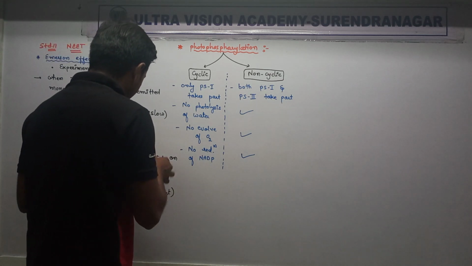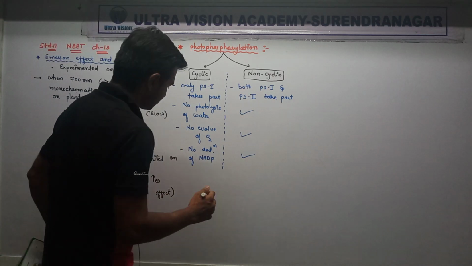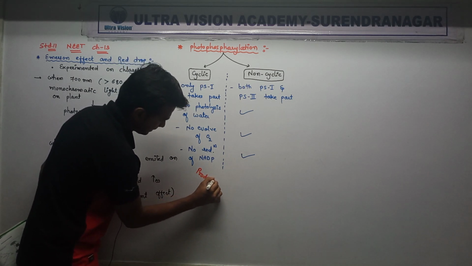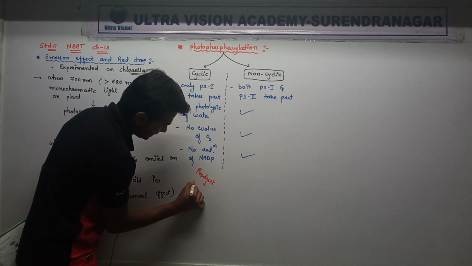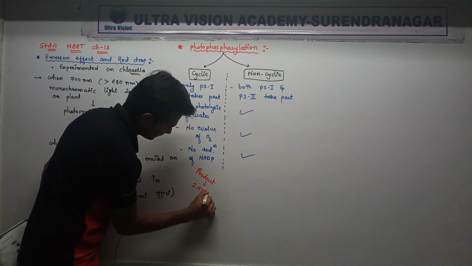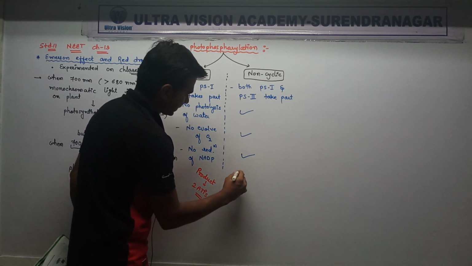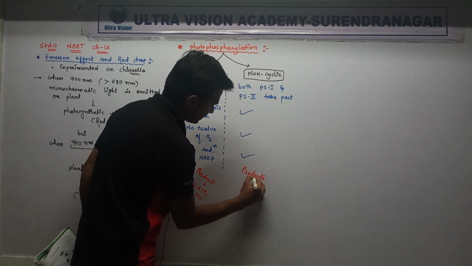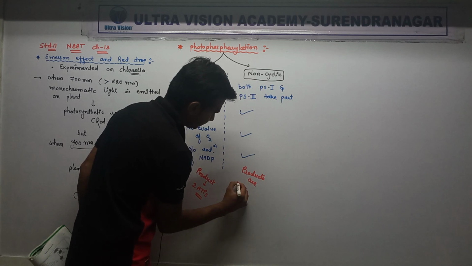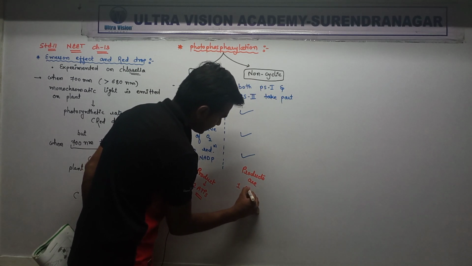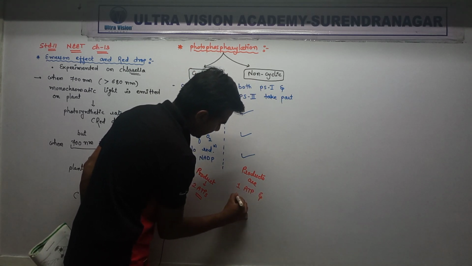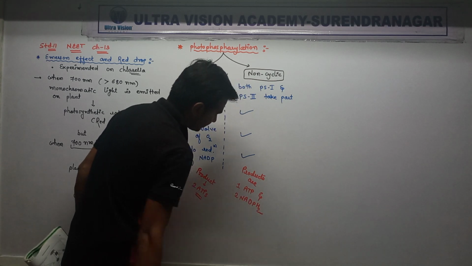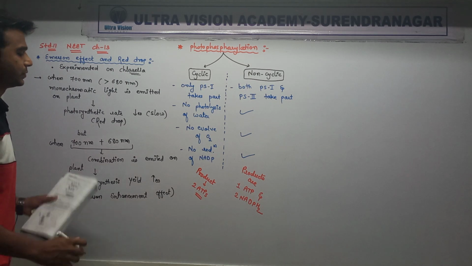So the last product in cyclic is only ATP, whereas in non-cyclic the products are 1 ATP and 2 NADPH2.